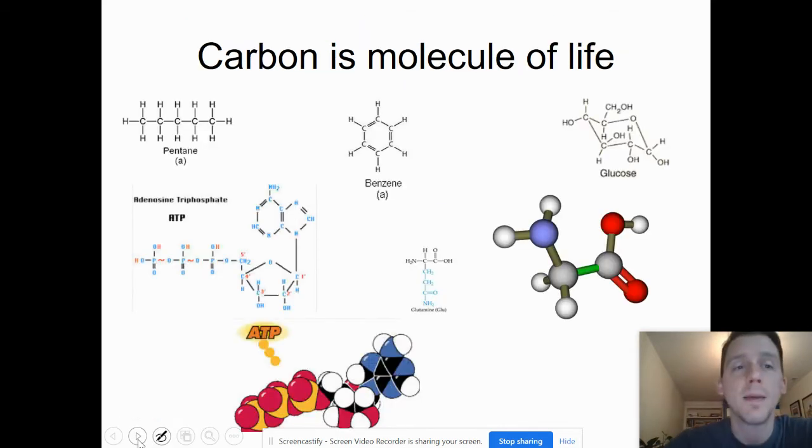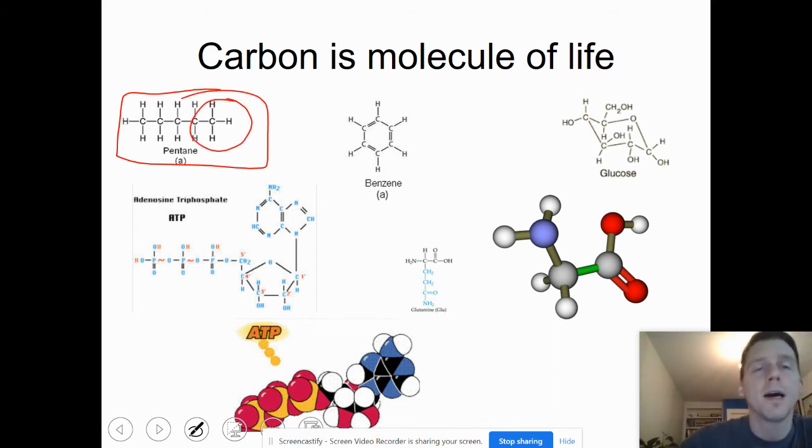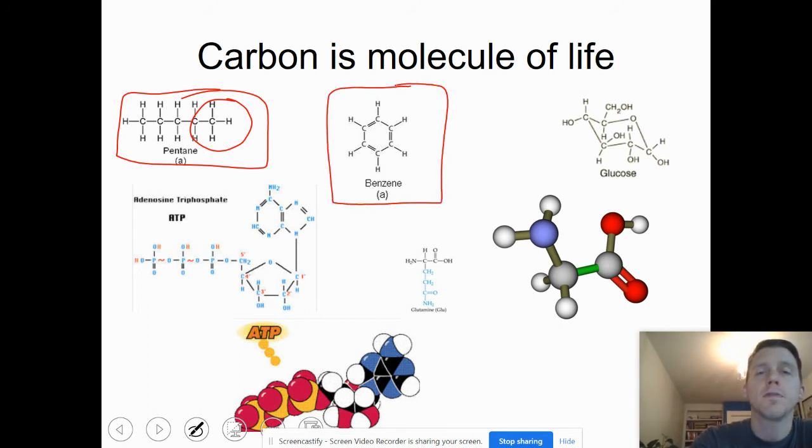So here are some examples of carbon compounds, and notice that carbon always has 4 bonds coming off of it. Here is pentane. Pentane is an organic compound, and notice how many bonds are around each carbon in pentane. There's always 4. These carbon compounds can look very different. Here's benzene, and notice that each carbon, even though it looks a little different, still has 4 bonds. It's got 2, 3, 4. It's always got 4 bonds around it.